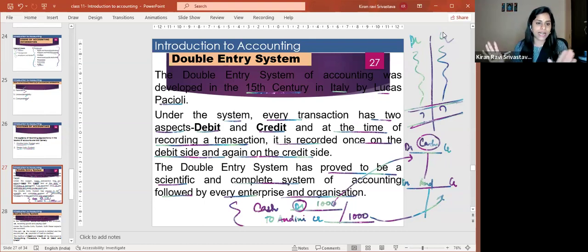Now just listen to it as a story. Don't go deep into how it is going to happen. You will eventually know how these things happen. So this is double entry. What is the essence of double entry? All the transactions and entries are recorded two times, one on the debit side and one on the credit side. Next.